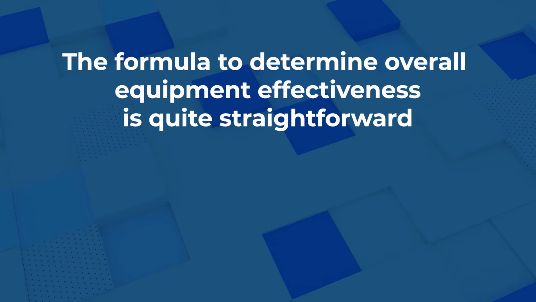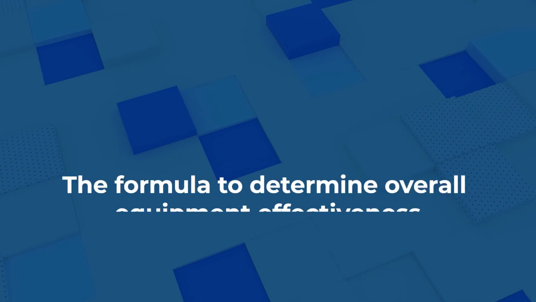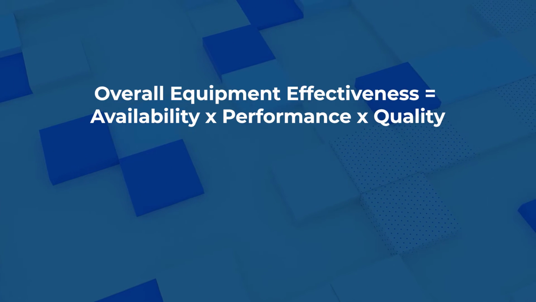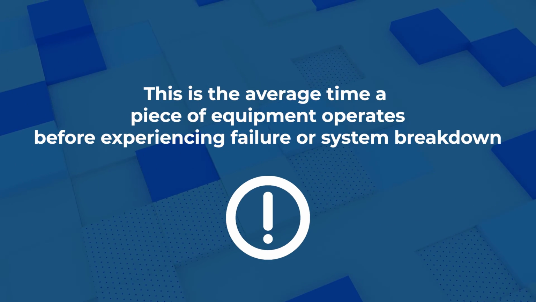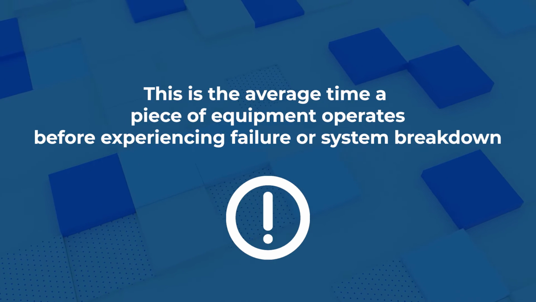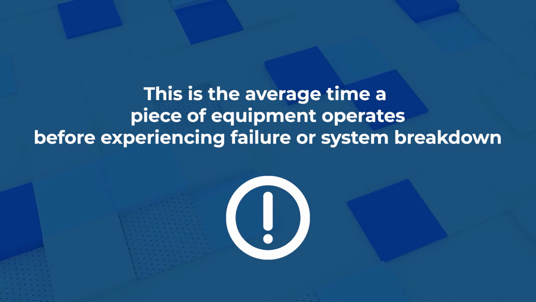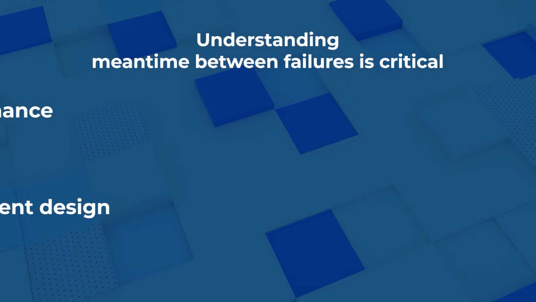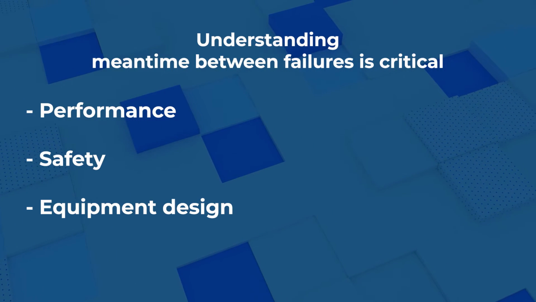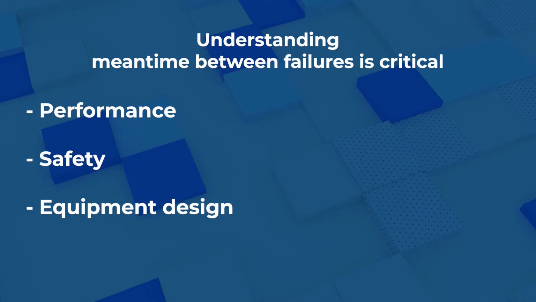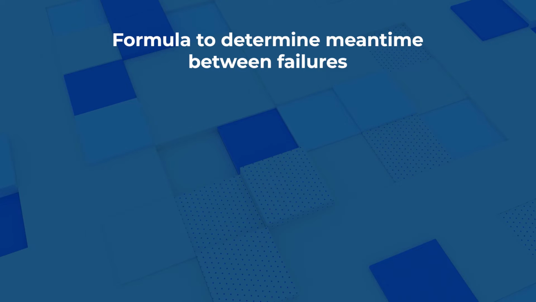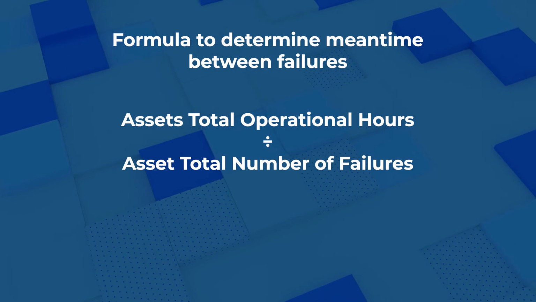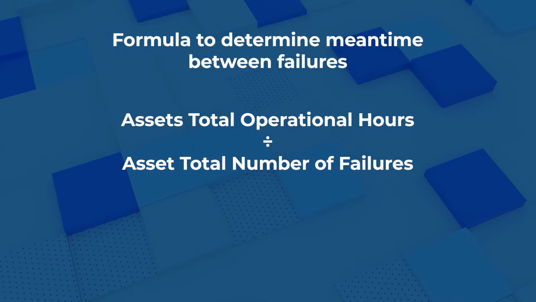The formula to determine overall equipment effectiveness is quite straightforward. Overall equipment effectiveness equals availability times performance times quality. Next, let's talk about mean time between failures. This is the average time a piece of equipment operates before experiencing a failure or system breakdown. Understanding mean time between failures is critical to ensuring the performance, safety, and equipment design of critical assets. The formula to determine mean time between failures is assets' total operational hours divided by assets' total number of failures.